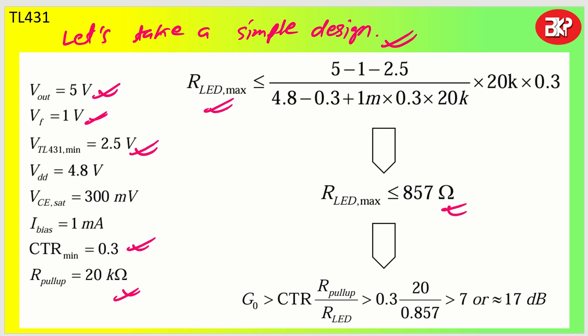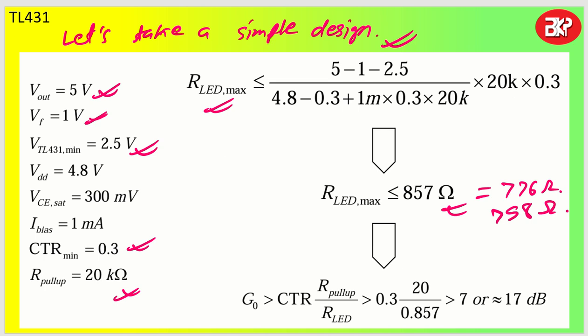Okay, so you must understand that it must be less than this. Let us say we can consider a value for R LED of 776 ohm or something, or 758 ohm. Some of the standard values, even 680 ohm, can be considered, but it must be lower than 857 ohm. If we increase the CTR value, my R LED maximum value will be increased. This is how you can understand it here.